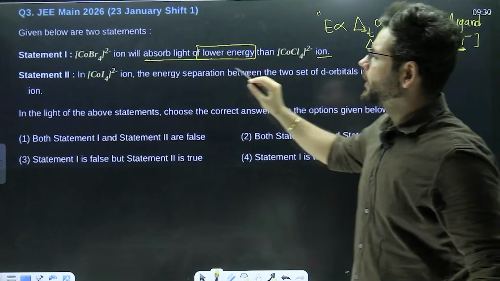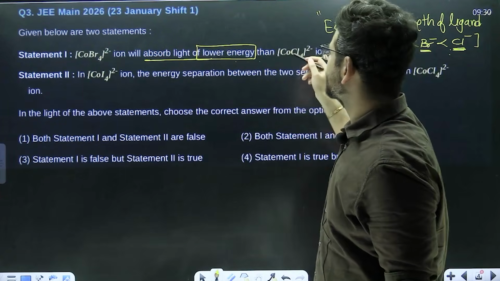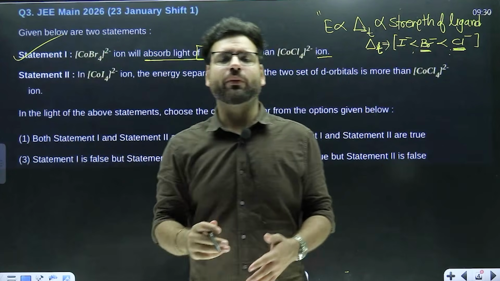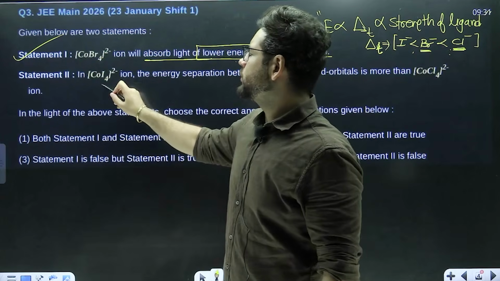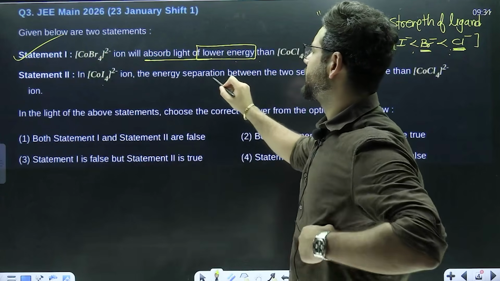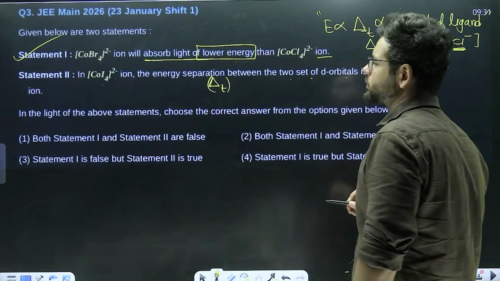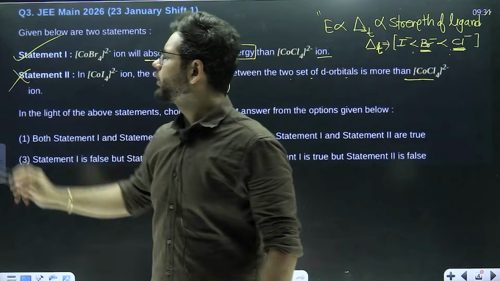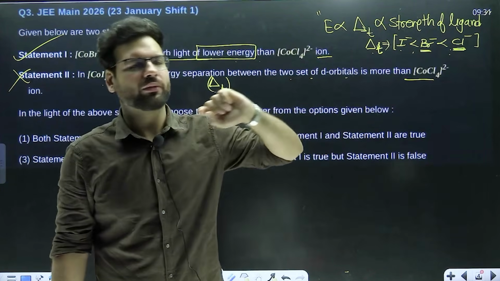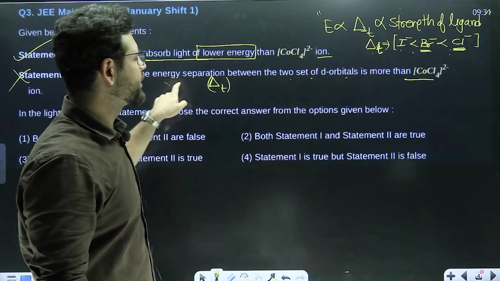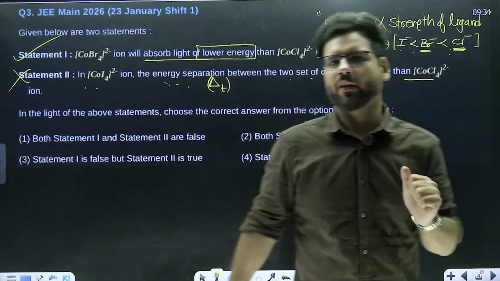So they are saying bromide CoBr4 2 minus will absorb a light of lower energy. That is absolutely correct, because chloride is a stronger ligand. It will create more gap. More gap means more energy. That's correct. Then CoI4 2 minus ion, the energy separation means delta T between the two sets of d orbital is more than CoCl4. This will be a wrong statement. Okay, I minus will have the least gap. So gap will be least in the I minus, more for the Cl minus ligand. So they are saying here the gap is more in CoI4 than CoCl4. That's a wrong statement, obviously. Okay, I hope it is clear.